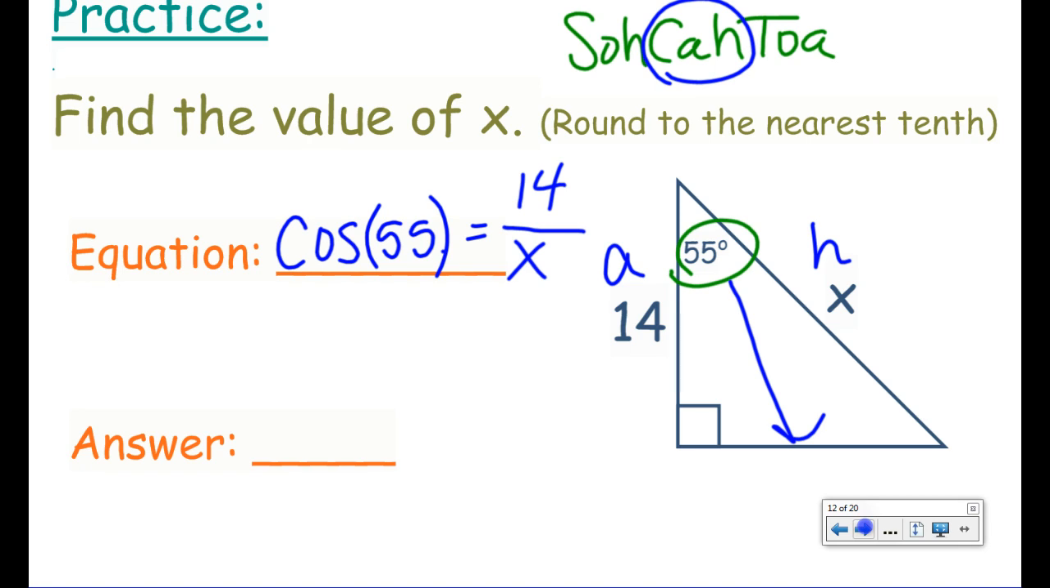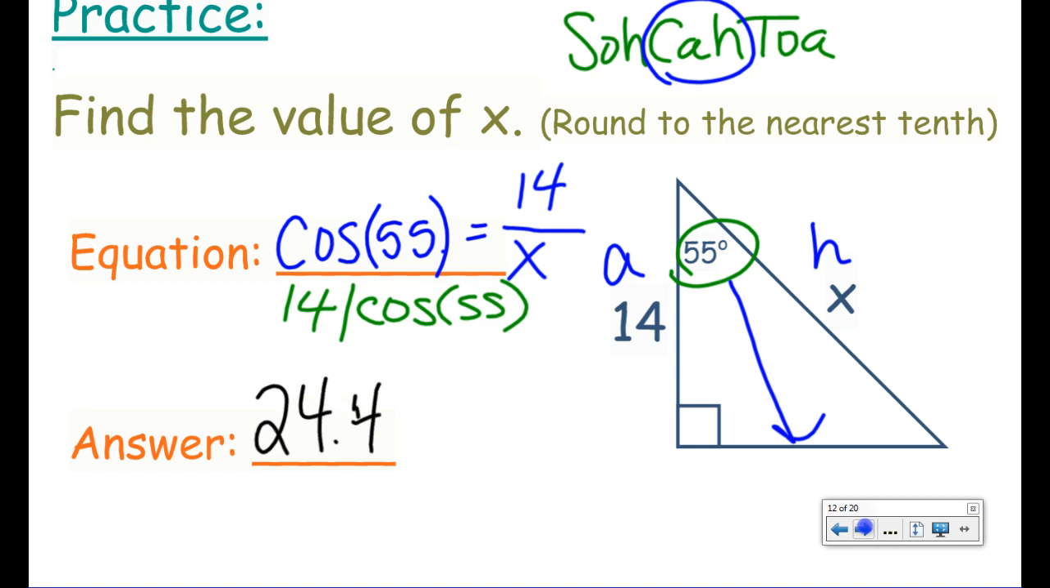So go to your calculator and do 14. You don't have to write this down. Just go straight to your calculator. 14 divided by cosine 55. Do it. It says round to the nearest tenth, so that's 1 decimal point. Brett, what'd you get? 24.4? Sound good, guys? Yeah, I got 24.4.